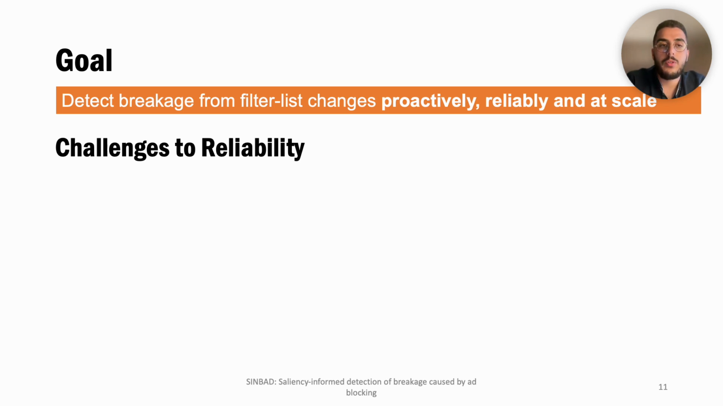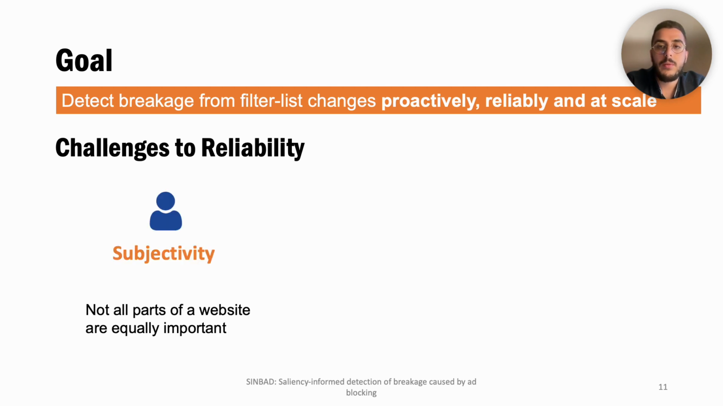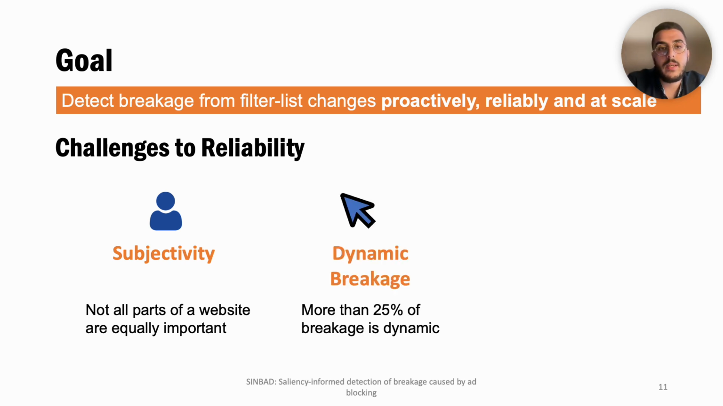From the prior approaches, we find three main challenges to automatically detecting breakage. First, submitting breakage issues is subjective, as users might not, for example, care about some broken commit section on the site but would not tolerate a broken news article they're reading. Second, we find that 25% of breakages that are reported are dynamic, which are not covered by the prior work.